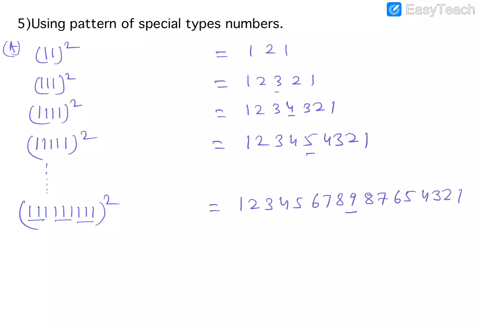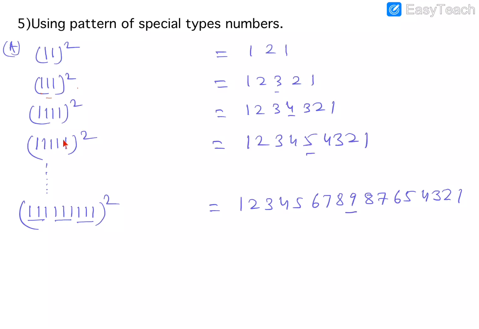Another way, using a pattern of special types of numbers. This is applicable for special numbers like 11, 111, any number containing 1 only. Here the square of 11 is 121, then 111 square will be written as 12321, 123 then reverse to 1. Here the number of 1s is 4, so we will proceed 1, 2, 3, 4, then backward 3, 2, 1.